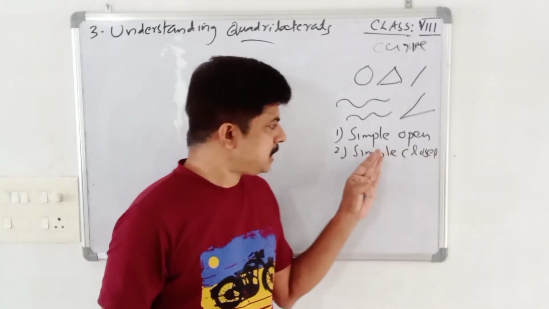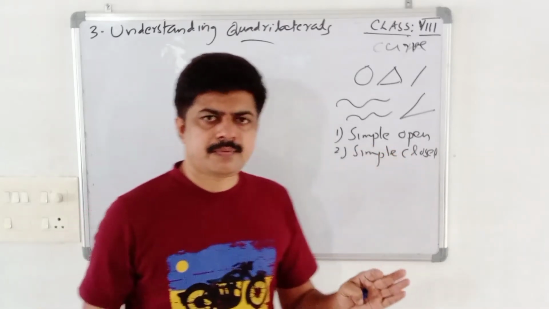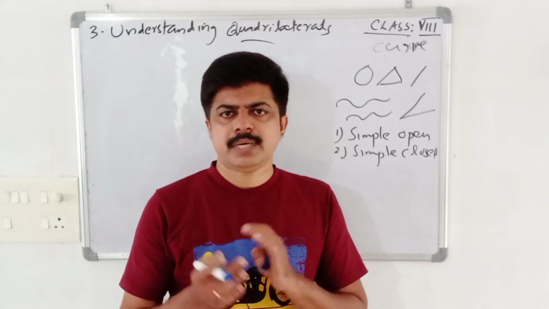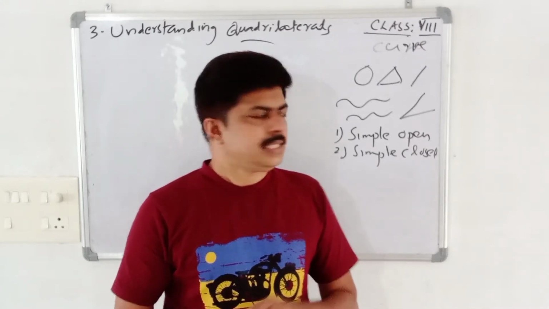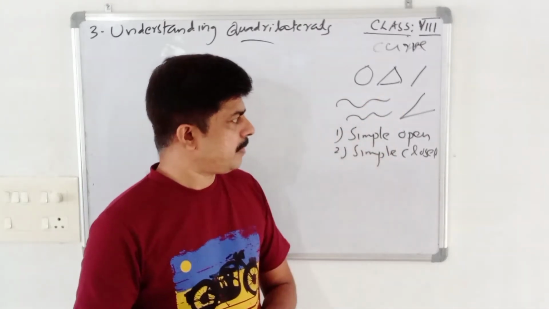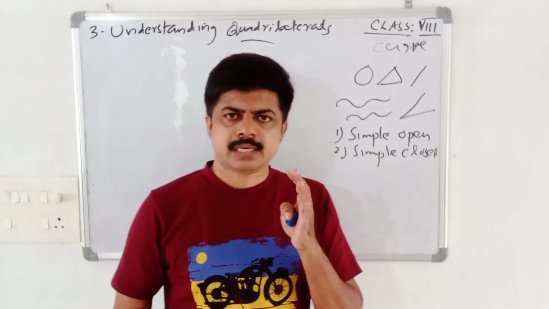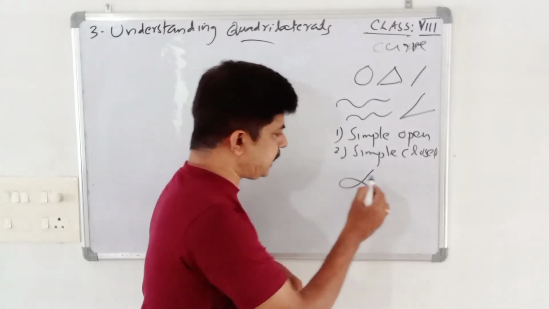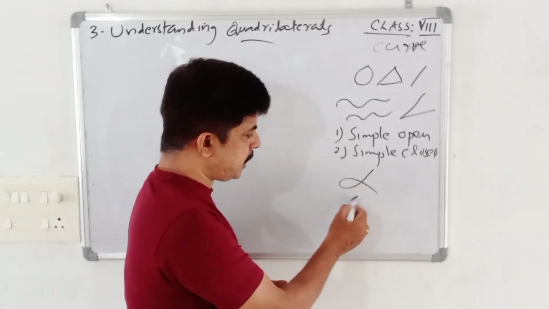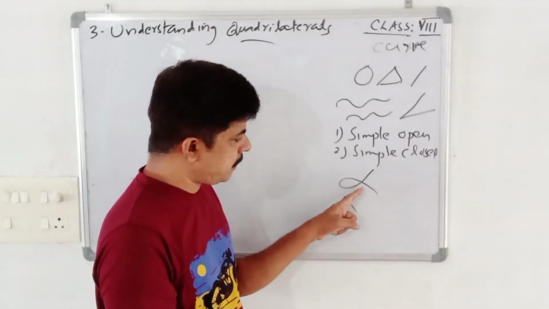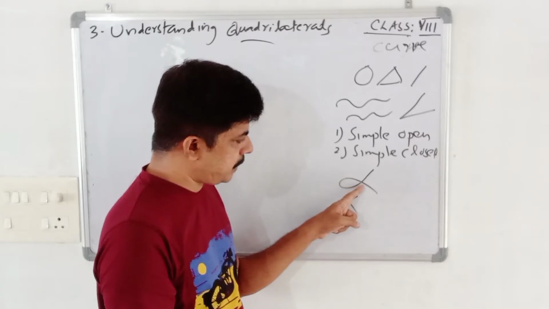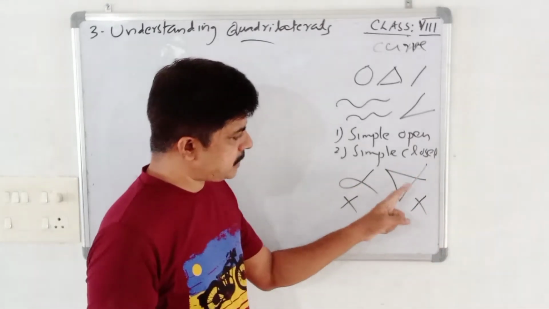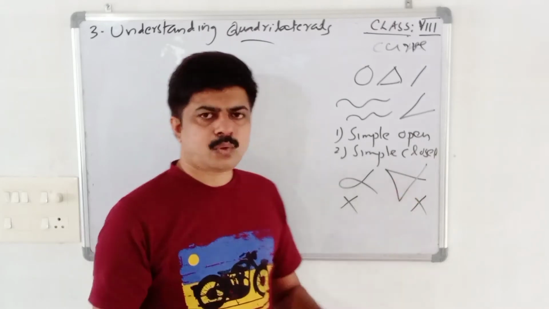Before we learn simple open curve and simple closed curve, let me tell you what is a simple curve. How do you define simple curves? These are the examples of simple curve, because a simple curve is a curve that does not cross itself. It should not be like that. This is not a simple curve. Do you know why? Because this curve crosses itself here. A simple curve is a curve that does not cross itself.